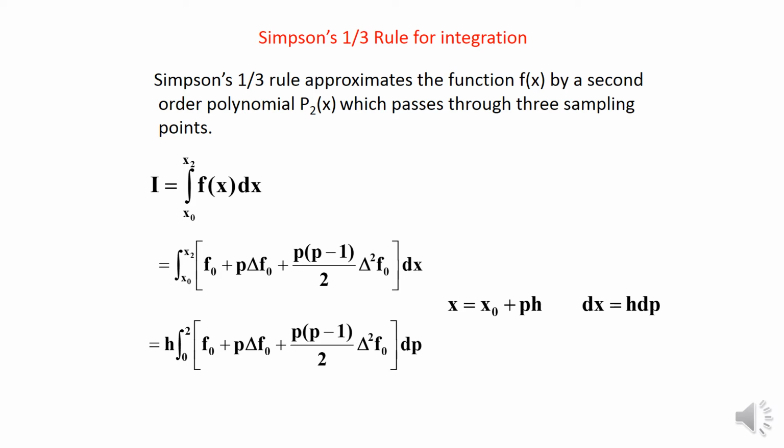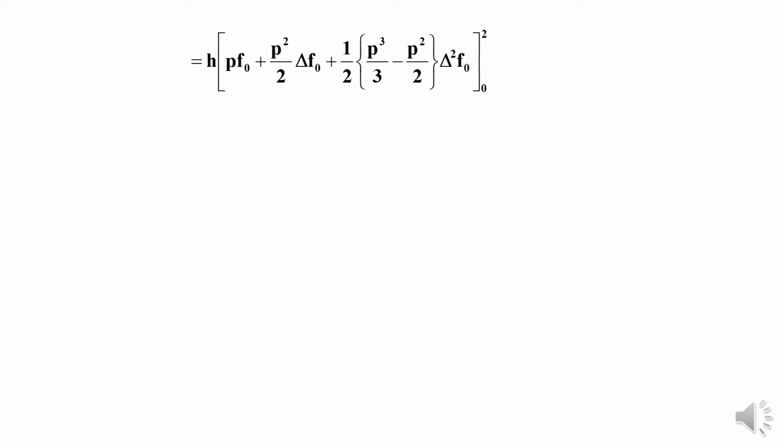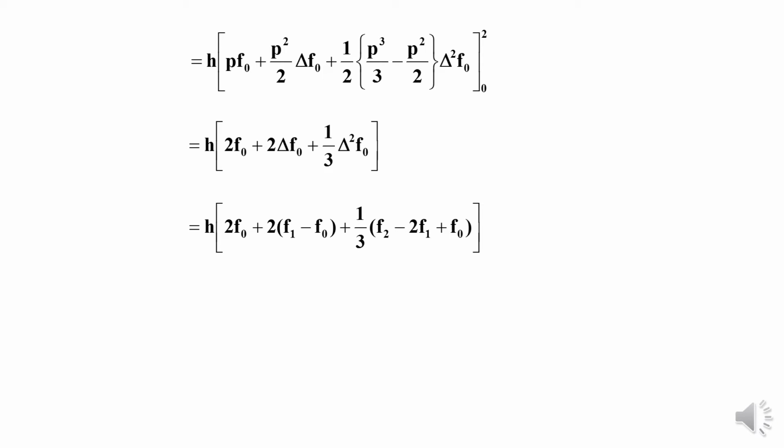Now we integrate and then we substitute the limits which have been changed to 0 to 2, and then we get the formula. So here we have integrated, and when we have substituted we get this expression which we can simplify after substituting the values of del f0 and del square f0. Now we collect the terms and we see this is the formula. So this is for the first 3 points.